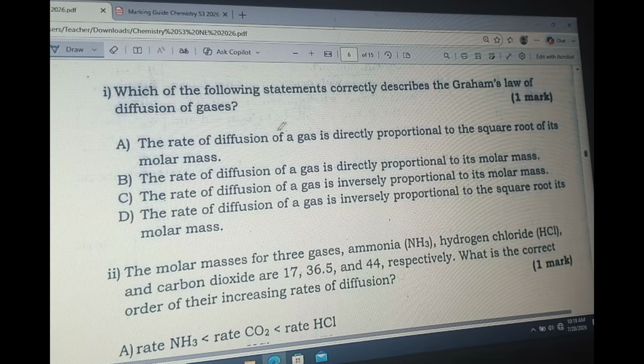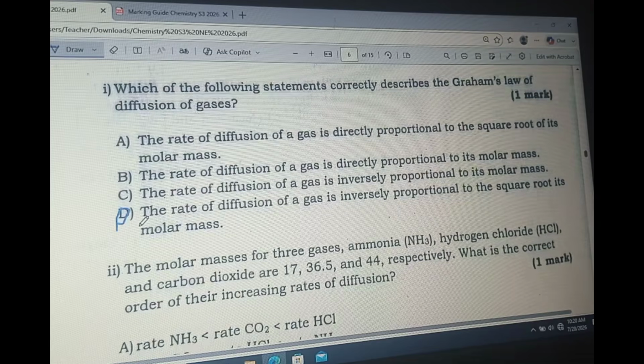A. The rate of diffusion of a gas is directly proportional to the square root of its molar mass. No, it is not directly. B. The rate of diffusion of a gas is directly proportional to its molar mass. No. C. The rate of diffusion of a gas is inversely proportional to its molar mass. No. D. The rate of diffusion of a gas is inversely proportional to the square root of its molar mass. Yes, this is correct. This is what we call Graham's law of diffusion of gas.